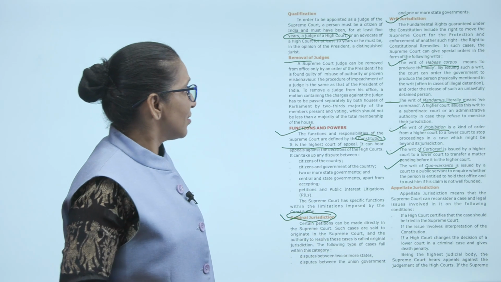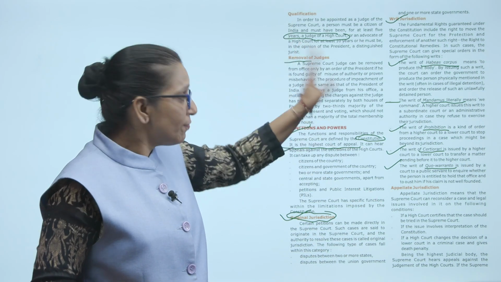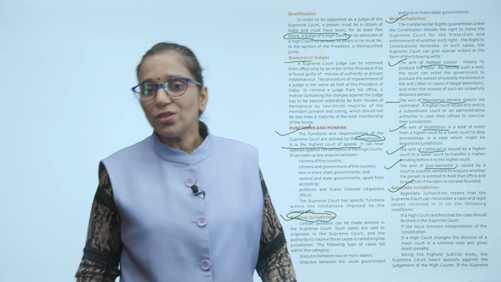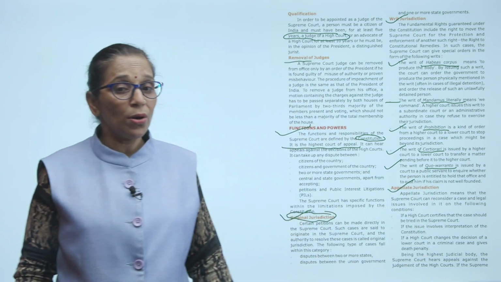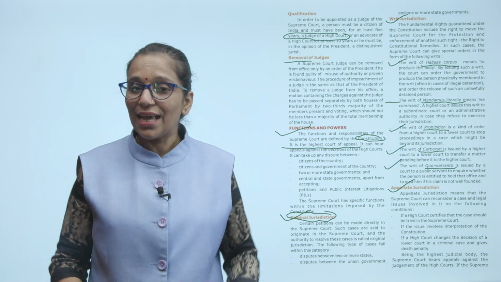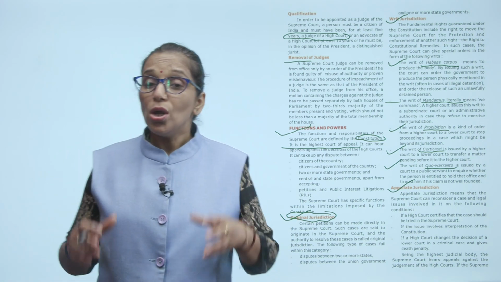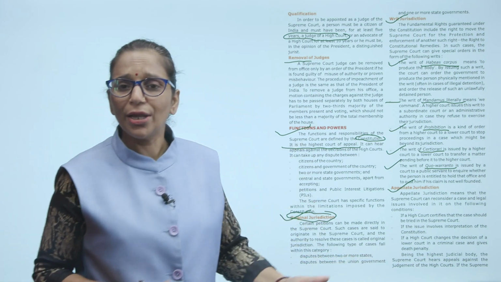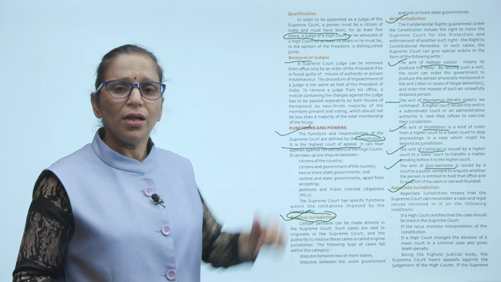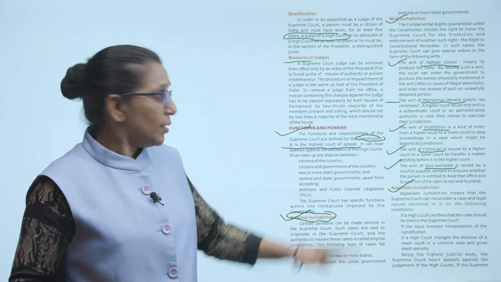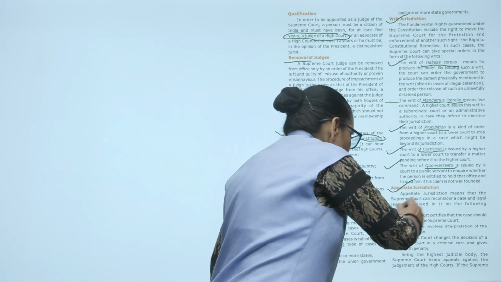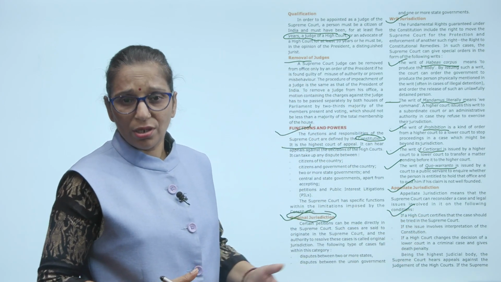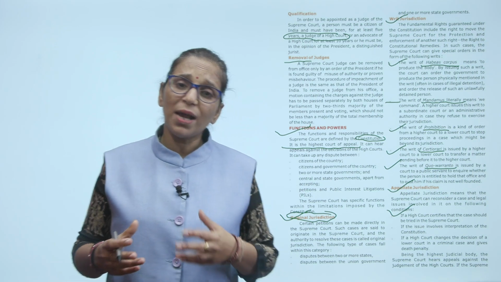Now, that is writ jurisdiction. After this, we have the appellate jurisdiction. Appellate jurisdiction means that the Supreme Court can reconsider a case or any legal issue involved in it on the following conditions. Number 1, if a High Court certifies that the case should be tried in the Supreme Court, then the appeal will be final.